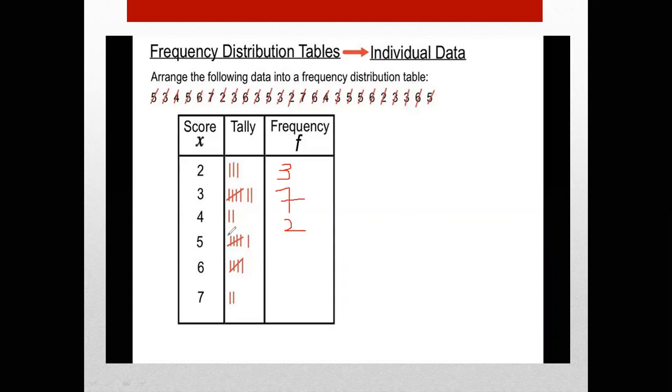Here you can see score 5 was repeated 6 times, so the frequency is 6. Score 6 was repeated 5 times, so the frequency is 5. Then 7 was repeated 2 times, so the frequency is 2. So I hope, children, till here it's clear about the columns and the format, which is important for you to understand. Now we go to the next part.